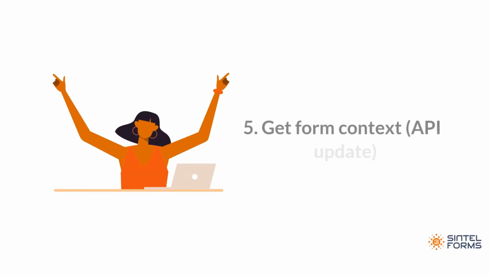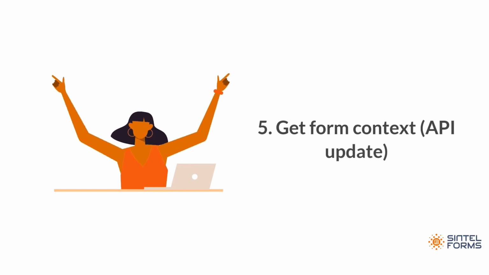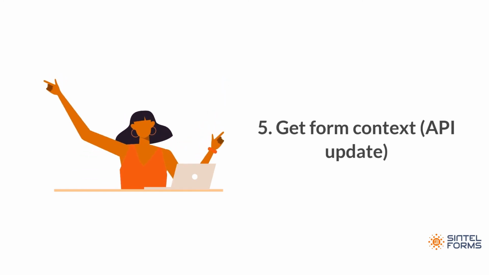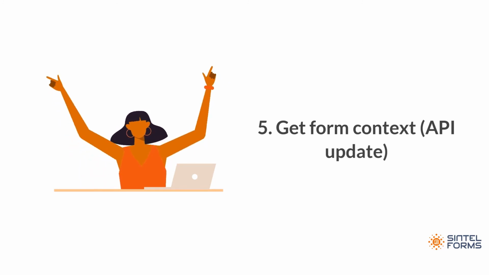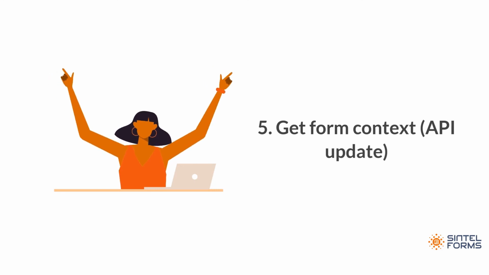A feature which came from a user request is the addition of the JavaScript function getFormContext to allow the users to access some basic information about the form or list, including the list title, internal name, as well as the form view, edit and create URLs.